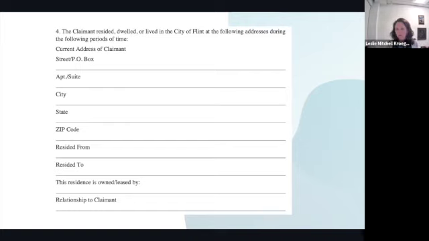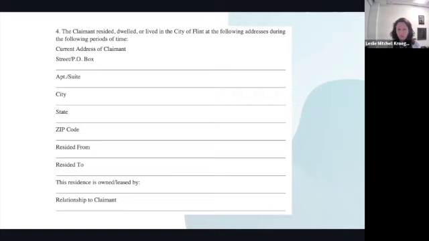Question 4, current address. Super easy, should be pre-populated. The only thing you need to check is, is it still correct? If you've moved, or if the person you're doing it on behalf of has moved, you need to update this. Now, this is the declaration of exposure. This is for categories 1 through 27. They want to know where you live and who owns it or leases it and what their relationship is.